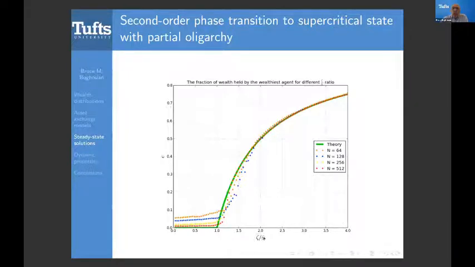Another way to show it is if I plot the fraction, we'll call this C, the fraction of wealth held by the wealthiest agent, as a function of zeta over chi. It goes from something that would be 0 in the large agent limit to something that is non-zero abruptly when this quantity passes 1.